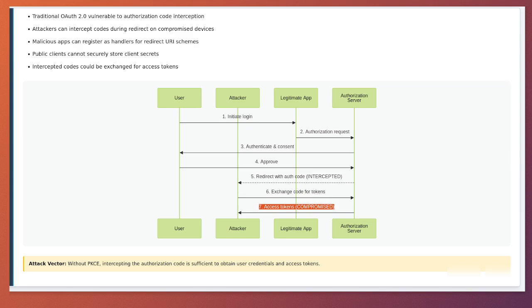PKCE was specifically designed to prevent this attack by creating a cryptographic binding between the initial authorization request and the subsequent token request. Even if an attacker intercepts the authorization code, they cannot use it to obtain tokens because they don't possess the secret value that was used to generate the code challenge in the initial request. This makes PKCE a critical security enhancement for any OAuth 2.0 or OpenID Connect implementation.